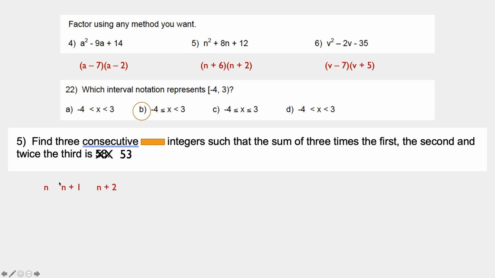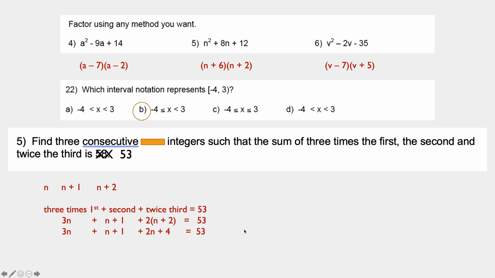The correct consecutive integers are n, n plus 2, and n plus 4. And you get 3 times the first plus the second plus twice the third is 53. So 3 times the first is 3n. There's the first, 3 times the first, 3n. Plus the second. Not doing anything to the second, but there's the second. And then twice the third. So there's twice the third. Make sure you use parentheses.